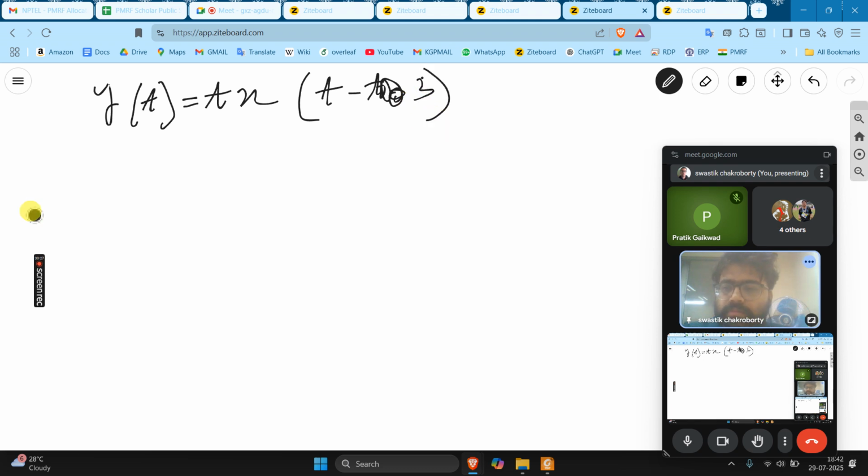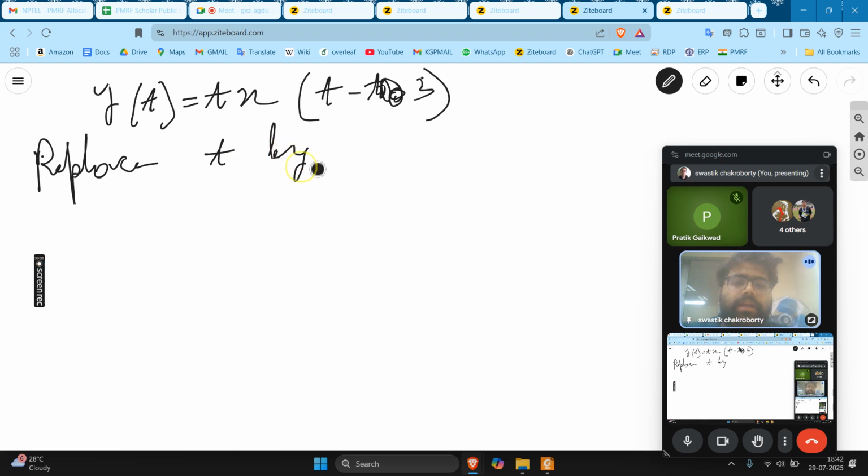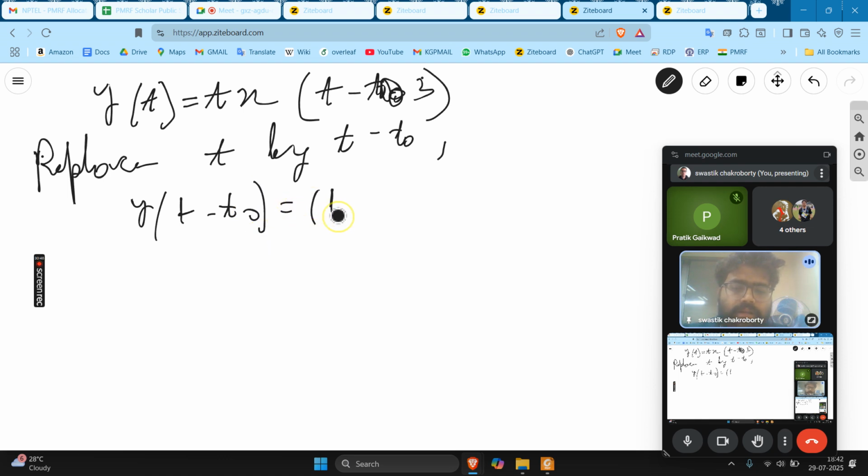Here first replace t by t minus t naught on both sides. That is, you are shifting the entire system. Replace t by t minus t naught. So here you will do y(t minus t naught) is equal to (t minus t naught) x(t minus t naught) minus 3.